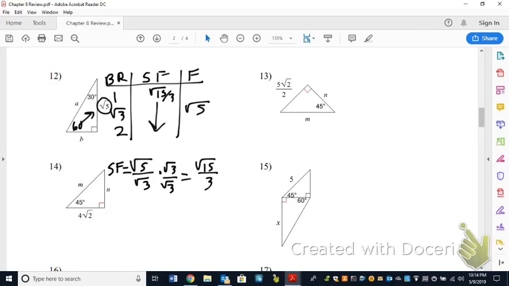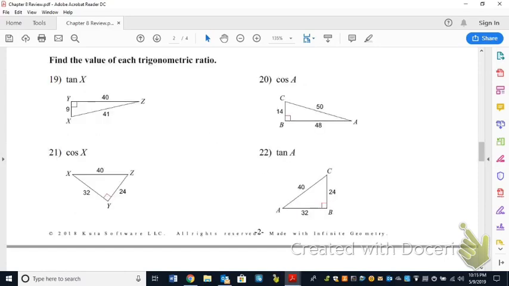So then we just multiply across. 1 times radical 15 over 3 equals radical 15 over 3. 2 times radical 15 over 3 equals, well, 2 radical 15 over 3. Easy peasy.